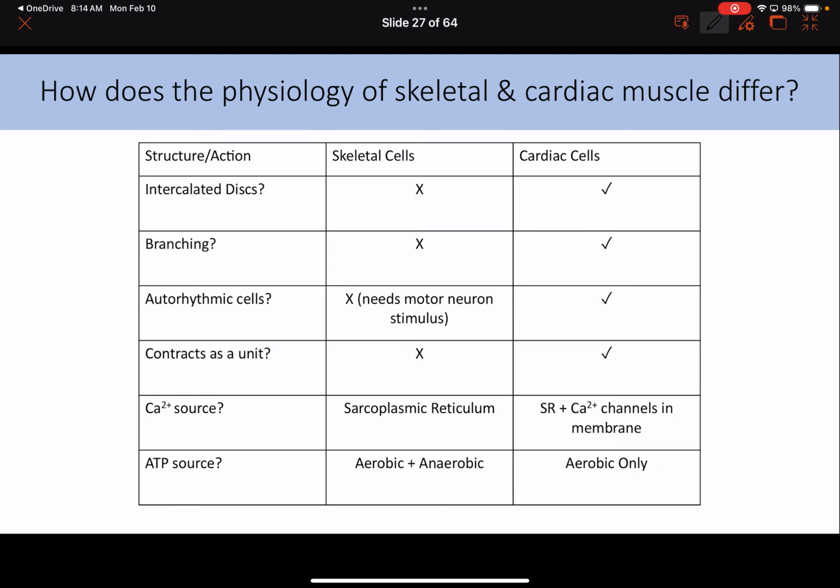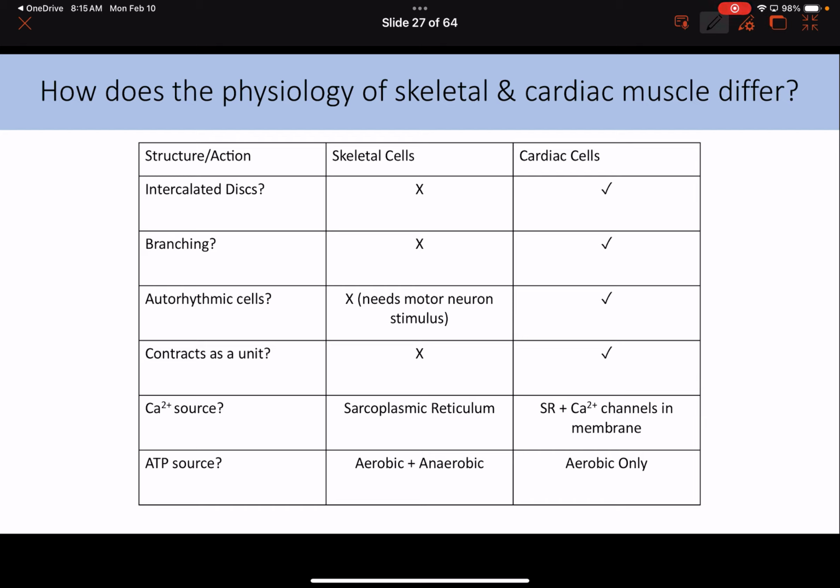So then a little review about the differences between skeletal and cardiac muscle. Intercalated discs: skeletal muscle cells do not have them, but cardiac muscle cells do. Branching: skeletal muscle cells do not have branching. If you remember looking at it under the microscope, they are cylinders of individual muscle cells that do not connect, versus cardiac muscle cells, which have all this branching so that they are all connected to each other.